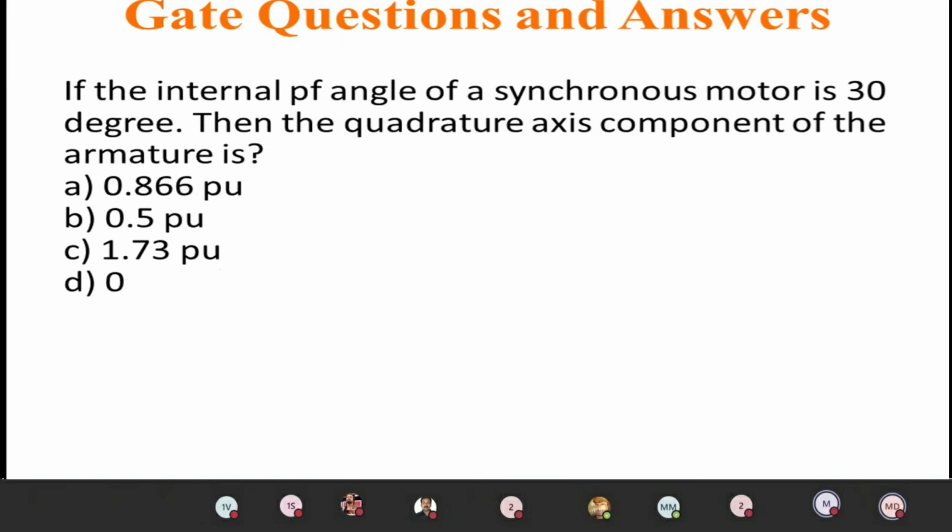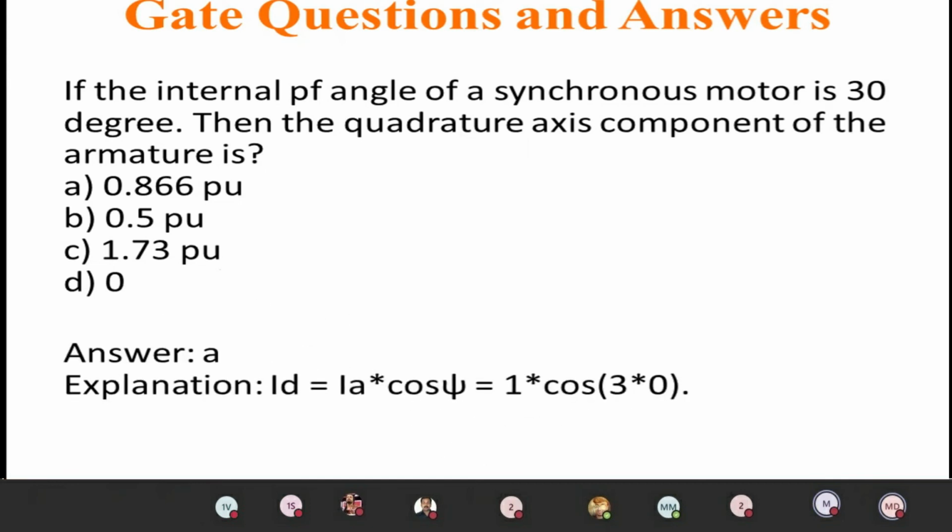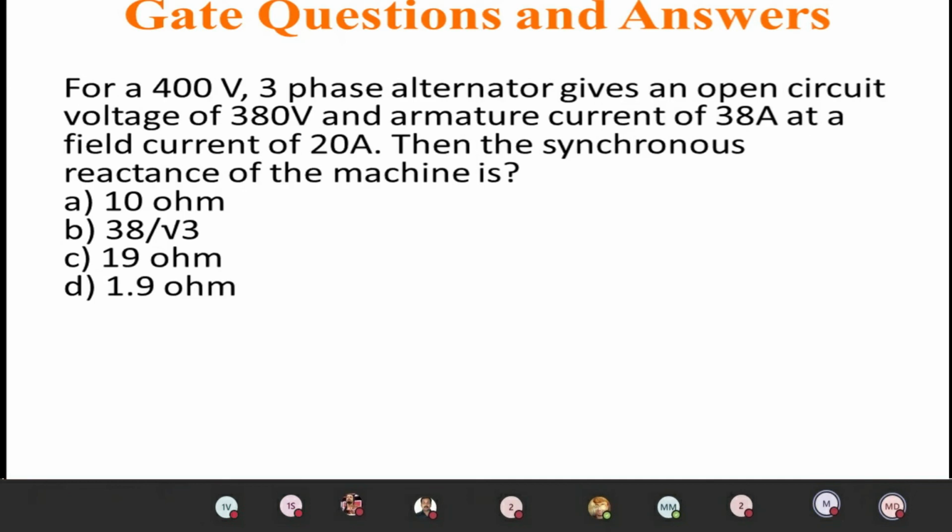Then if the internal power factor angle of synchronous motor is 30 degree, then the quadrature axis component of the armature current is: A 0.866, B 0.5, C 1.73 and D is 0. So the answer: IQ is equal to IA into cos psi. So 1 into cos 30 we get 0.866.